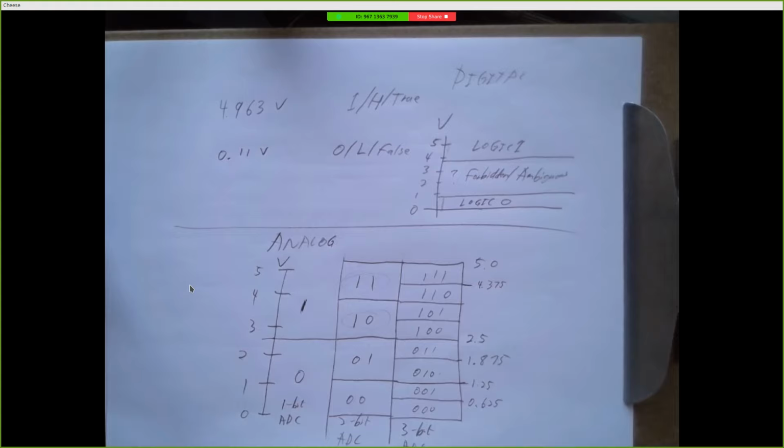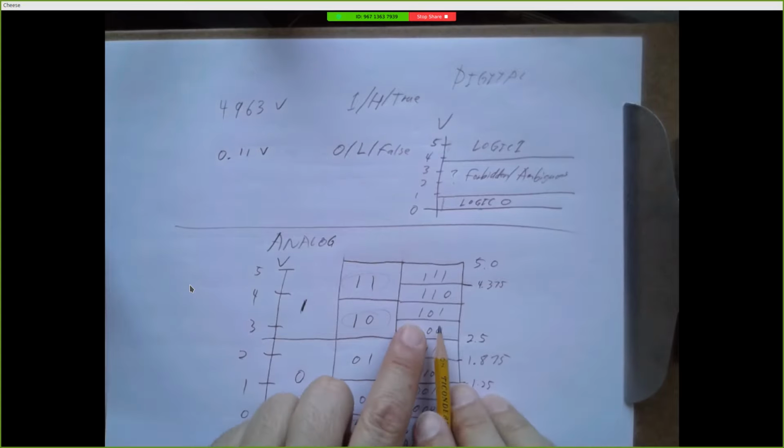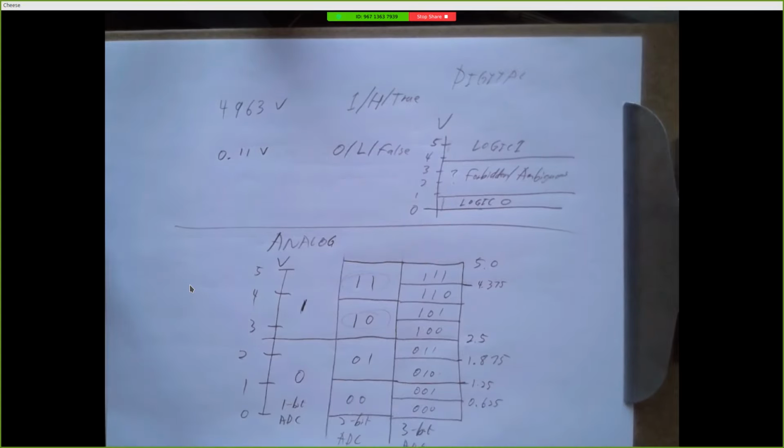So the more bits I use, the more accurately I can convert this analog voltage into a digital number and know from this digital number what my analog voltage was. Is this making sense? Yep. Cool.